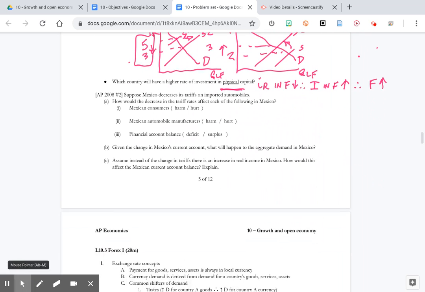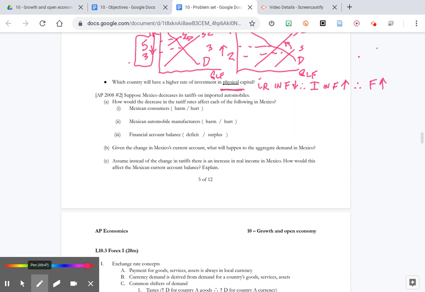Now let's take a look at the last problem in this practice problem set. Suppose Mexico cuts its tariffs on imported automobiles. How would the decrease in taxes affect each of the following in Mexico? Mexican consumers. Well, if Mexico cuts its taxes on imported automobiles, the cars that are coming in are going to be cheaper for Mexican consumers.